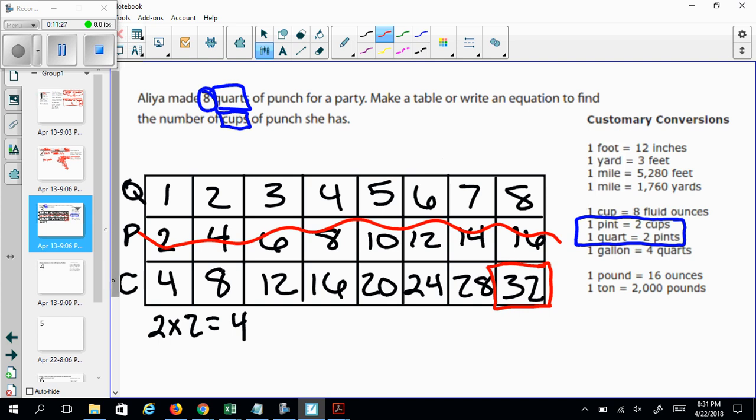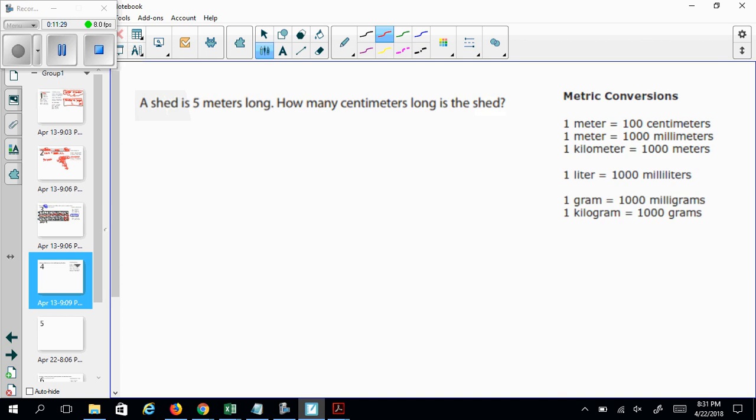Okay? Now this one you guys are going to do on your own, and then you're going to come back and get the answer. Okay, so here are your conversions for the metric system. So go ahead, read it, and then come back whenever you're done.